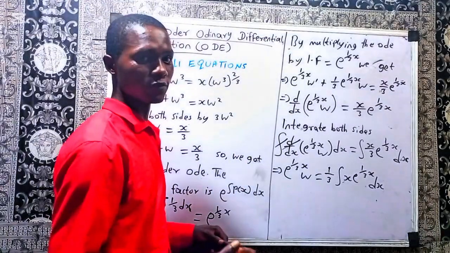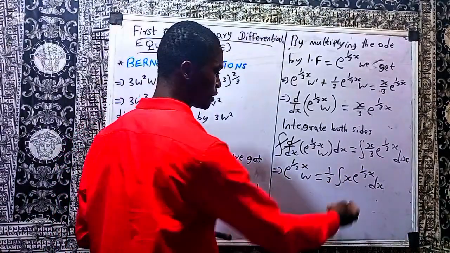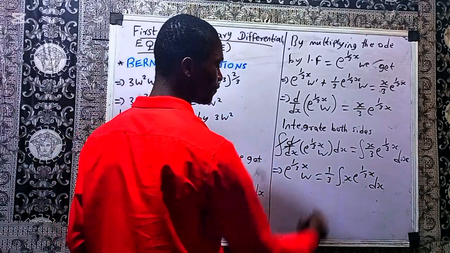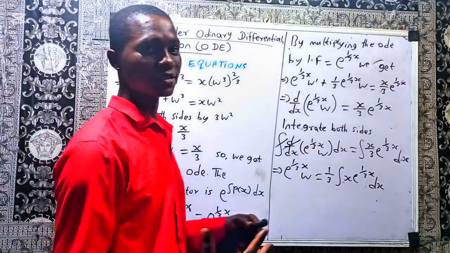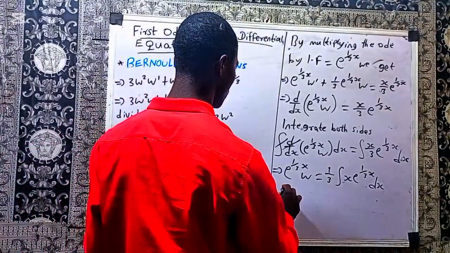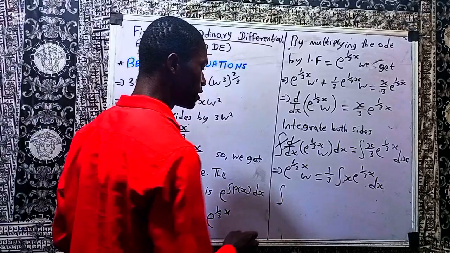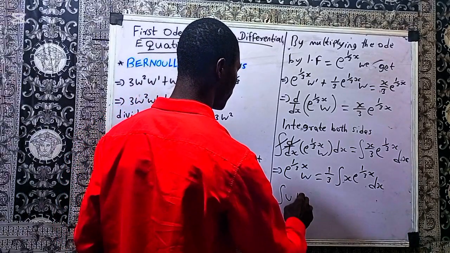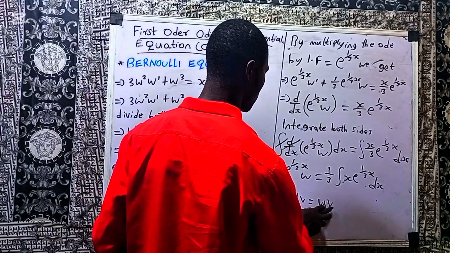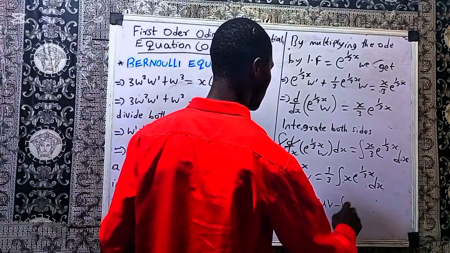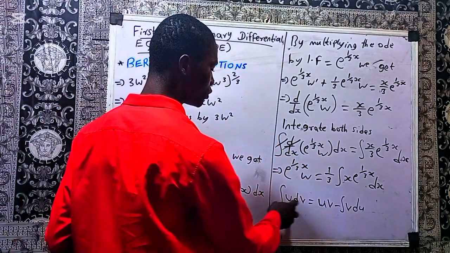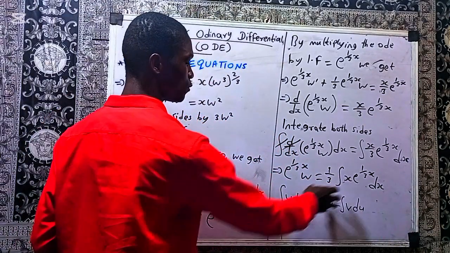Two functions. e to the power of x is an exponential function of x, and this is a polynomial function of x. So if you are integrating a product of two functions, what do you use? You use the product rule of integration. So we have the formula: integral of u dv is equal to uv minus integral of v du. Right, that's the formula. So u is one of these functions and v is one of these functions.